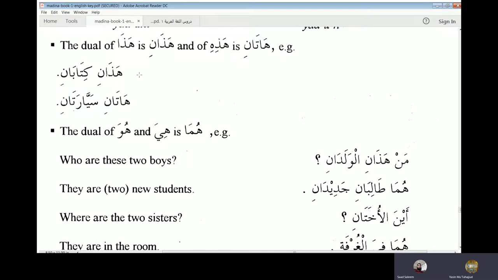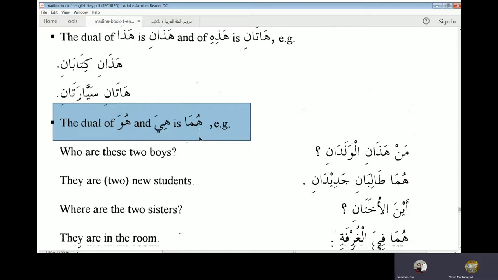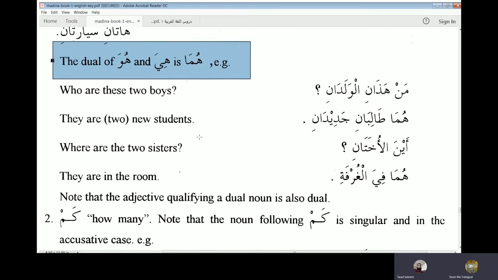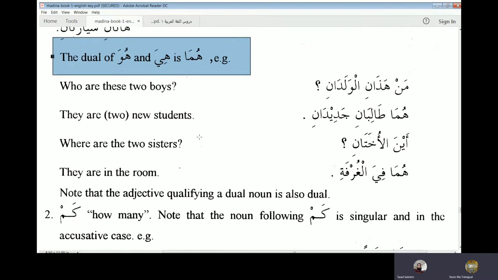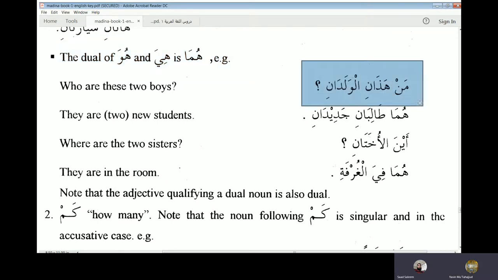And the dual of huwa and hiya is huma. So that refers to huwa and hiya. Huma means two men and huma also means two women.